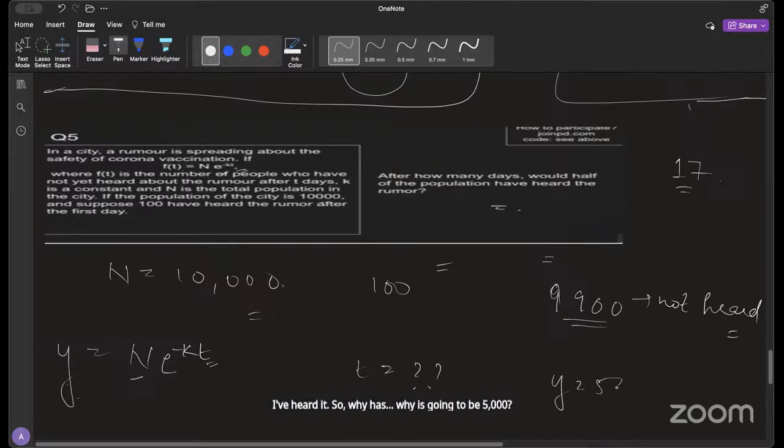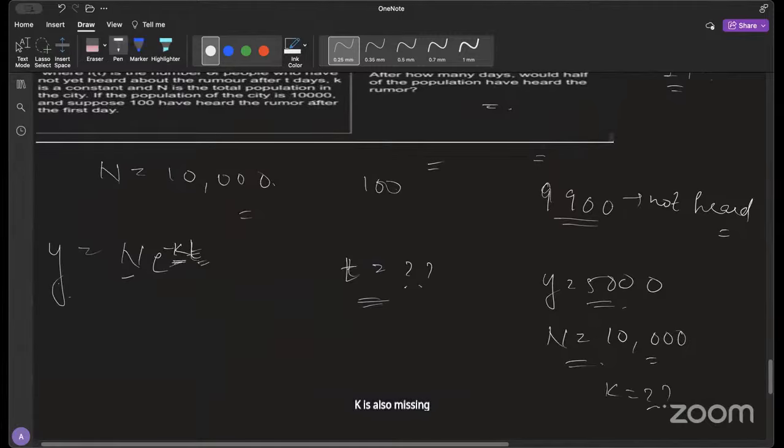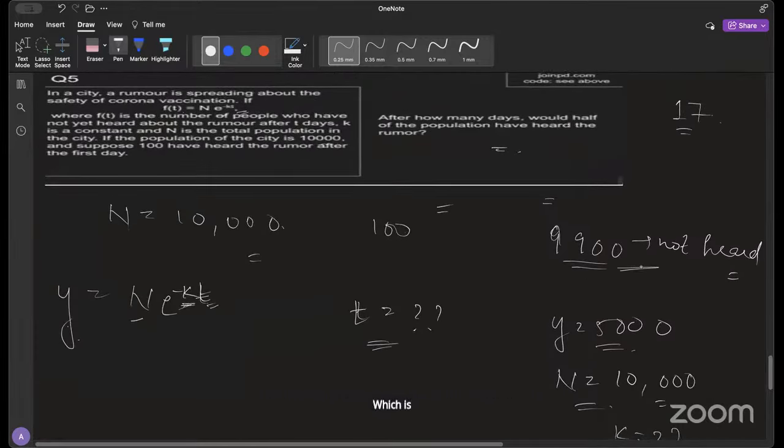First, we have to calculate K, then we can. But you first need to see what's given, right? T you need to find. Y is given to you. N is given to you. And K is missing in this equation. So for you to find T, you need everything else in this equation to be known. Your K is not known, right? K is also missing. Another set of information has been given, which is this one.